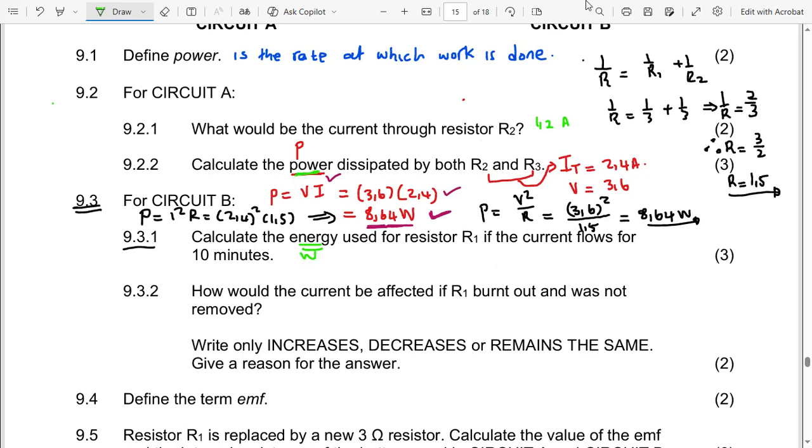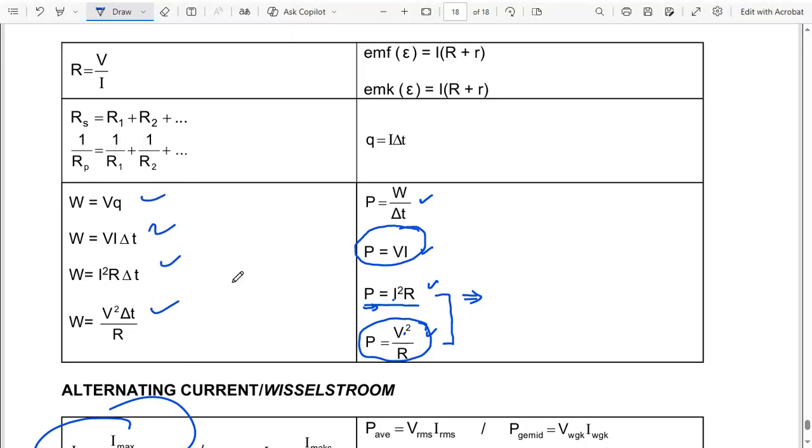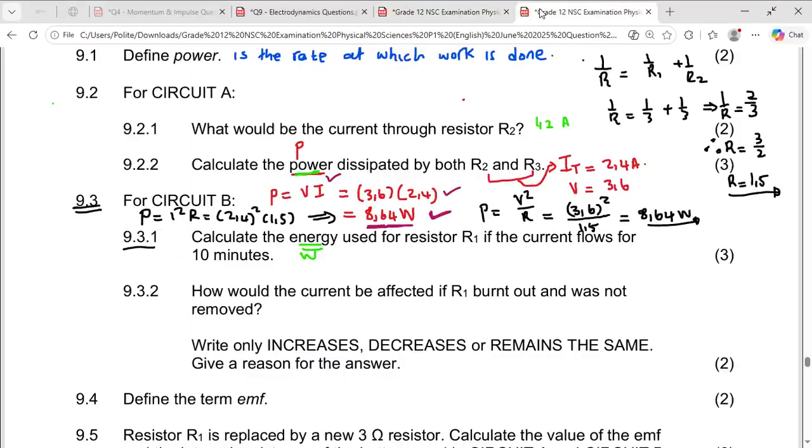Then you'll go to your formula sheet, look for all the formulas that have W. You tick all those formulas. Okay? Then you're going to choose the formula that has what you already know. The circuit for resistor R1. We know that resistor R1 is equal to 3 ohms.